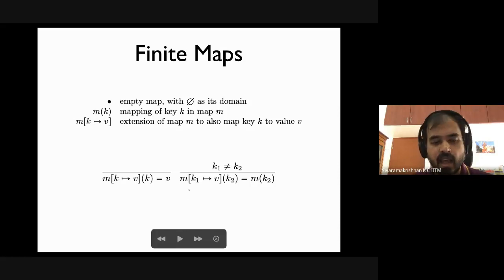And if you have a map where k1 binds to v, and you have a different k, k2, and if k1 is not equal to k2, then what you get back is m of k2. You just keep looking further down the map. And of course, the way to read these rules is to keep applying them recursively, right? And when you have an empty map, it is not defined, right?